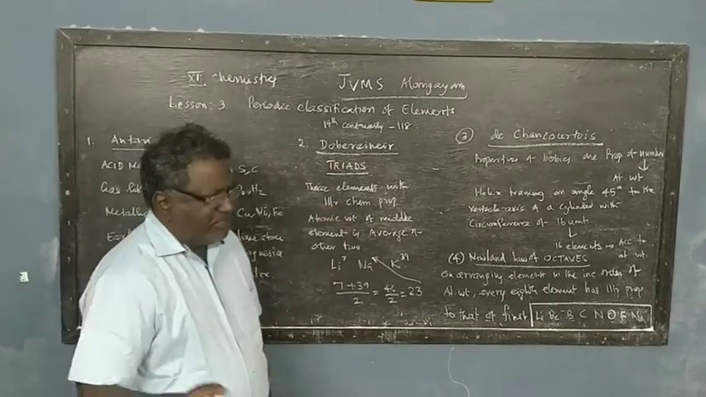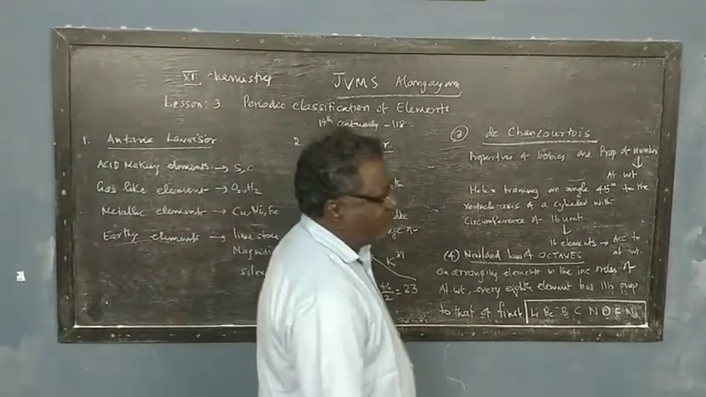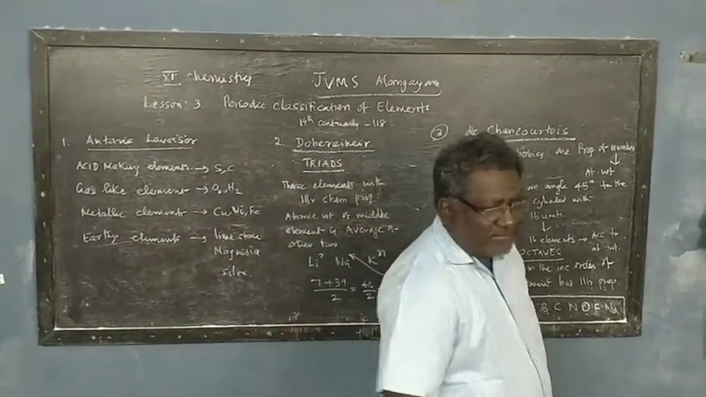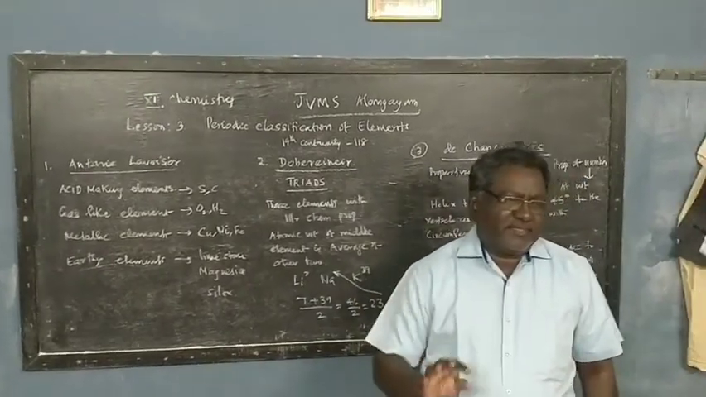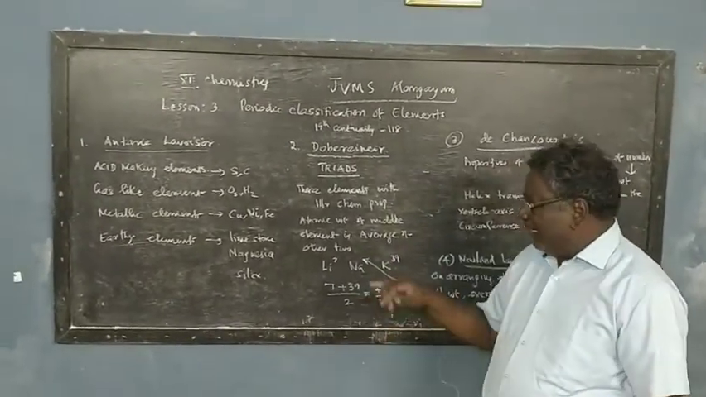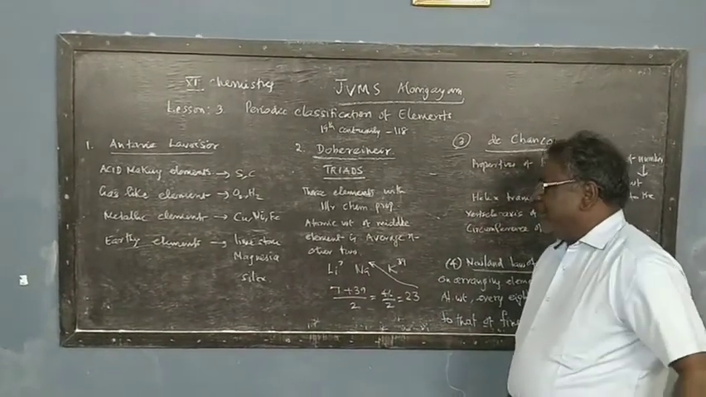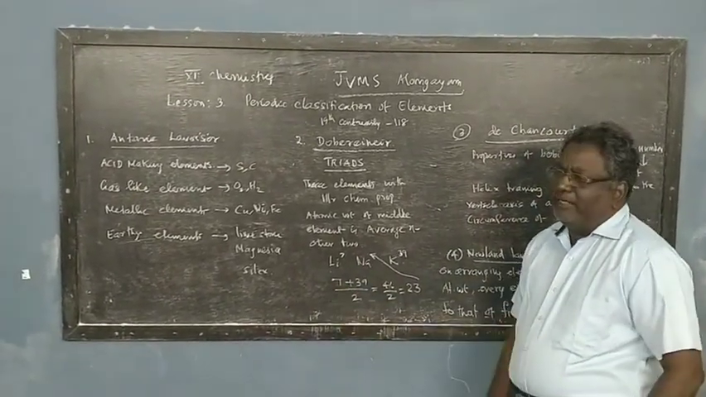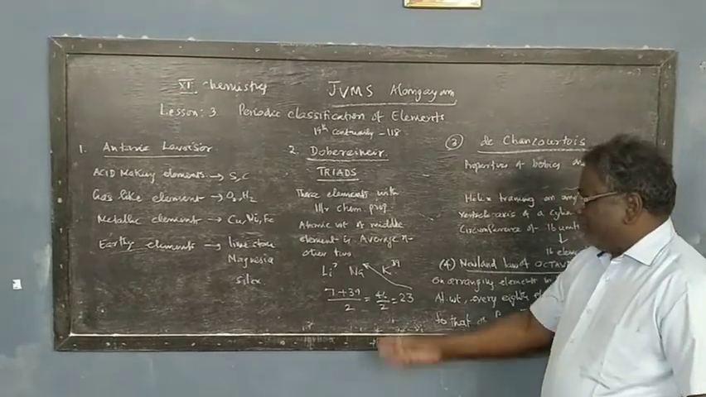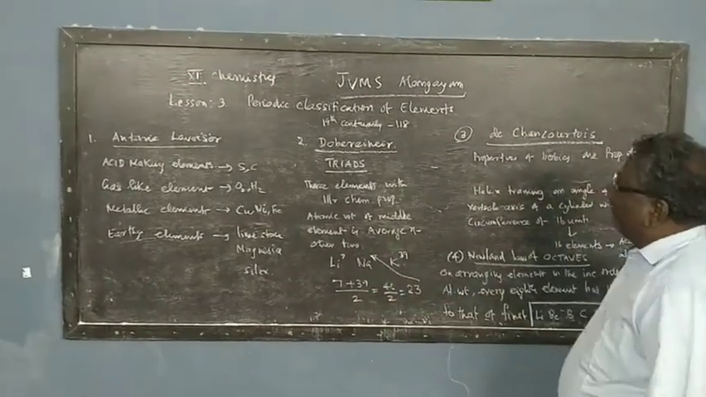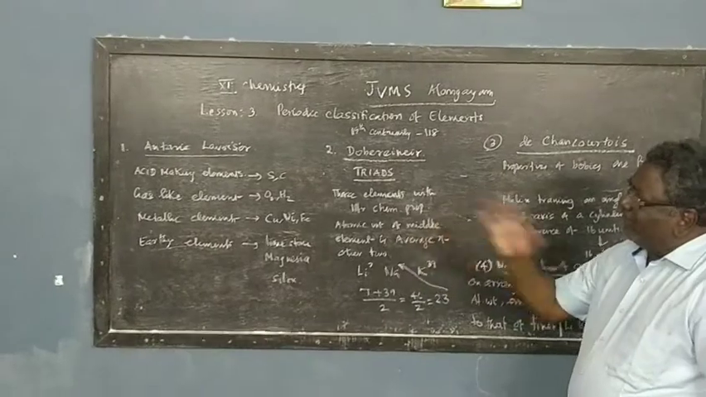So when I say Dobereiner, he made triads. A triad is a group of 3 elements having similar chemical properties in such a way that the atomic weight of the middle element is the arithmetic mean of the other 2 elements. Similarly, we have chlorine, bromine, iodine also coming to this particular category. And this also did not work out for a long time.